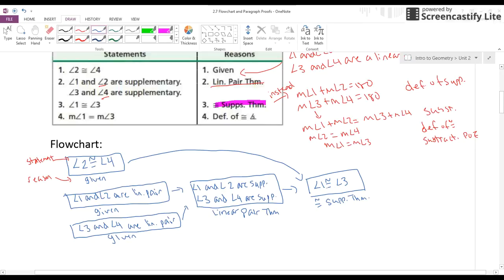And then once I know that these two angles are congruent, the definition of congruent angles, or definition of congruence, tells me that the measures are equal. The measure of angle 1 is equal to the measure of angle 3.